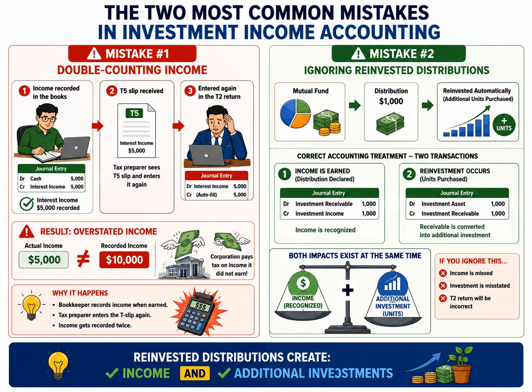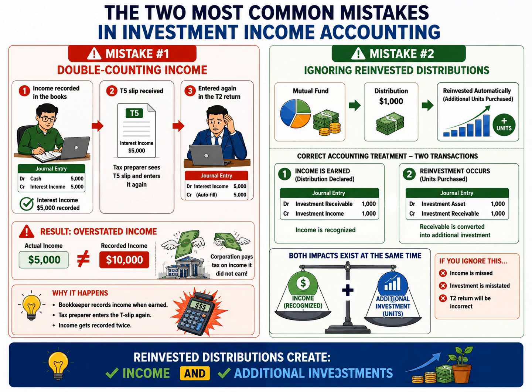One entry records the income that was earned. The second entry records the purchase of the additional investment units. If either part is ignored, the accounting records become incomplete. Income may be understated, investment balances may be incorrect, and the resulting T2 return may not accurately reflect the corporation's financial position. The key lesson from this slide is simple: avoid recording income twice, and never assume that income does not exist simply because cash was not received.